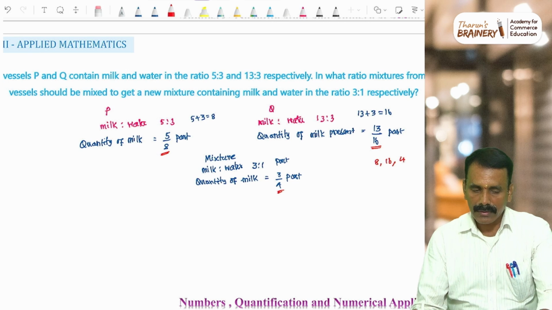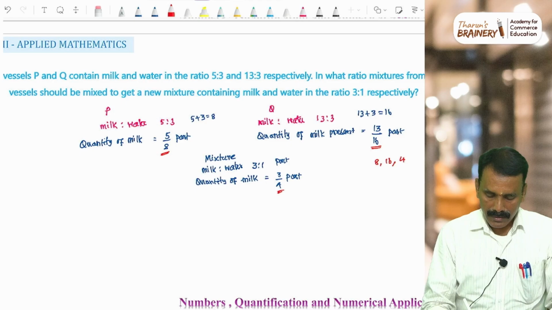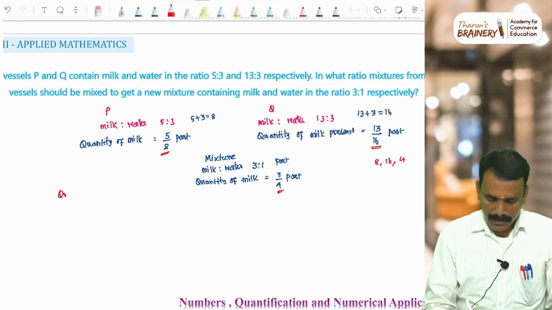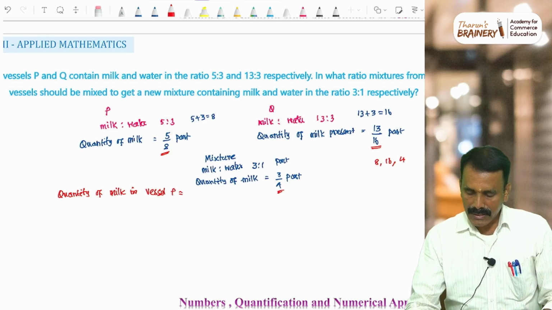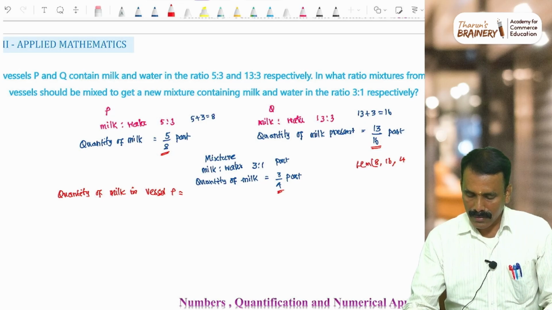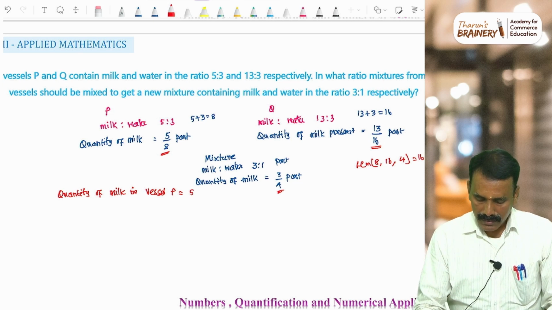So we convert all of these to a common denominator. The quantity of milk in vessel P will be equal to, for 8, 16 and 4 the LCM will be 16. So we have to convert 5 into 2 divided by 8 into 2, that is equal to 10/16.